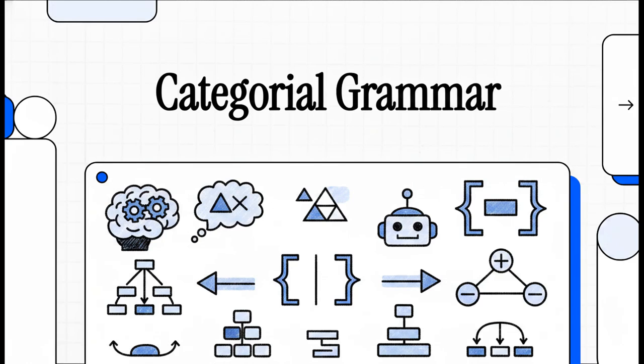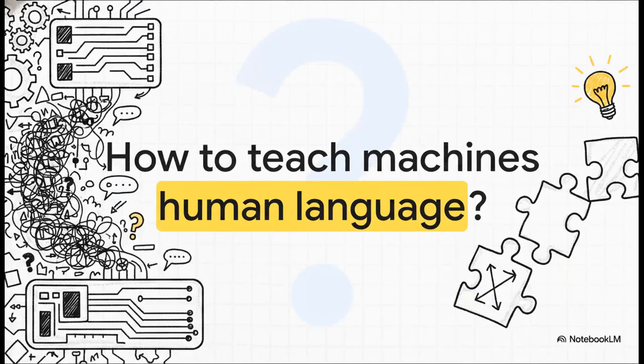I am honestly so thrilled to share today's topic with you because we're going to look at a genuinely revolutionary way that machines are learning to process language. It's called combinatory categorical grammar, or CCG for short. Think about it for a second. How do you actually teach a machine to untangle the messy, chaotic web of human language?